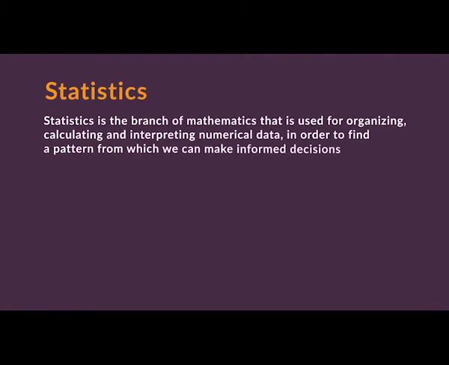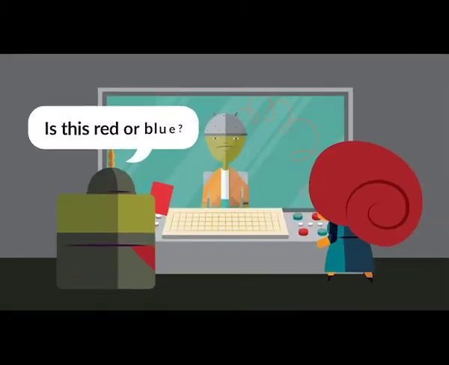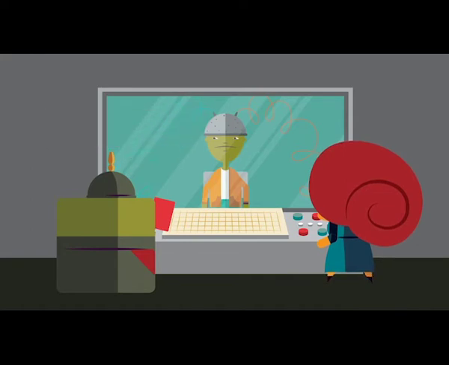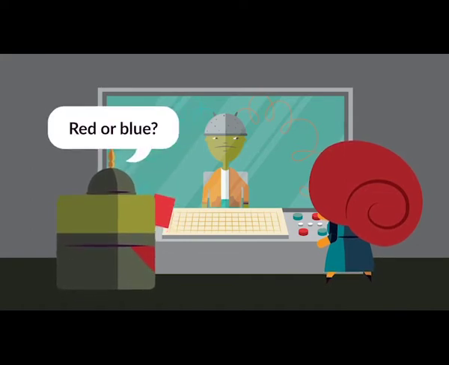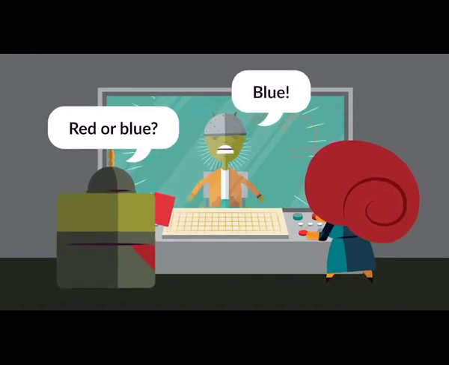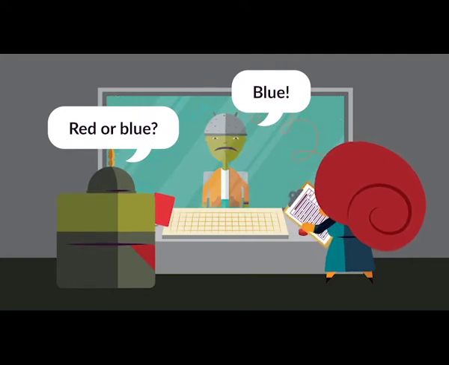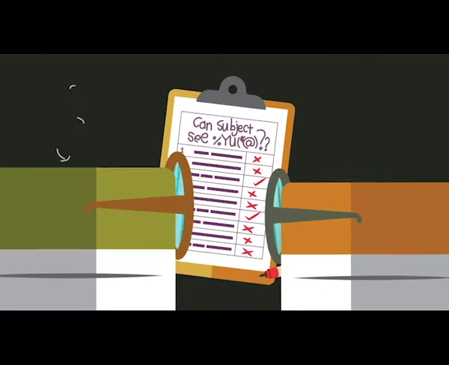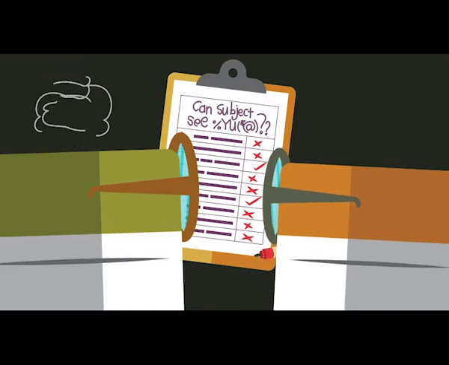Statistics is the branch of mathematics used for analyzing numerical data in order to find a pattern from which we can make informed decisions. Information that is collected for a specific purpose, whether in the form of numbers or descriptions, is called data. You can use statistics to better understand the data or information that you collected, which can then be analysed and interpreted to answer the question you had at the beginning.